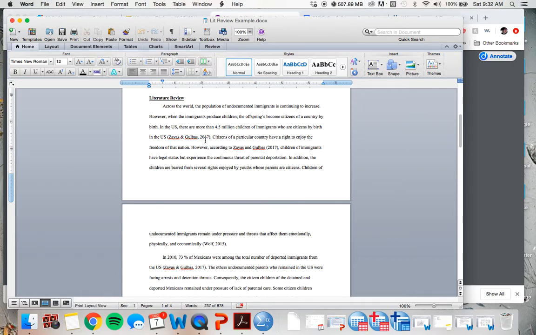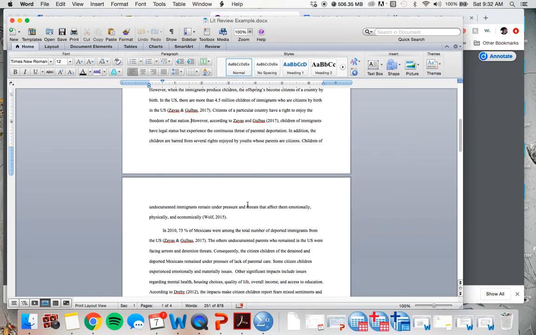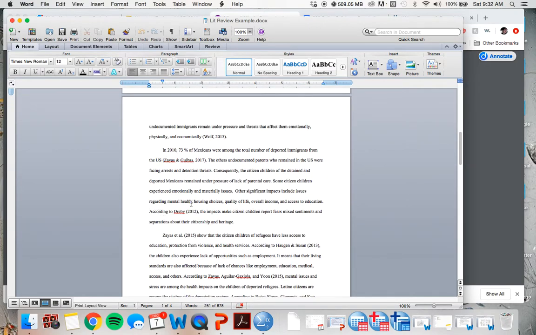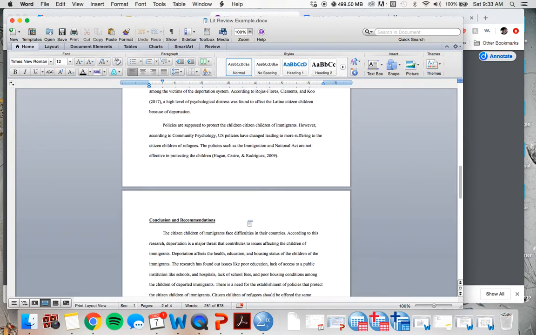Then you can also cite them within the sentence. So, "however, according to Zayas and Gulbas, 2017, children of immigrants have legal status but experience the continuous threat of parental deportation." So she's doing a really good job of using her own words, and it always has to be your own words, right? Unless you're quoting and citing the page. But she's doing a really good job of citing and referring to that literature, both in an end-of-text citation and within the sentence itself, okay? So she does it throughout the literature review, and you can take a look at that as an example.